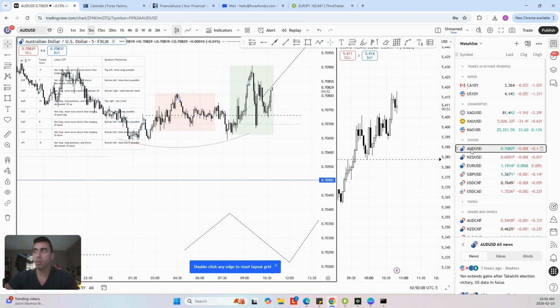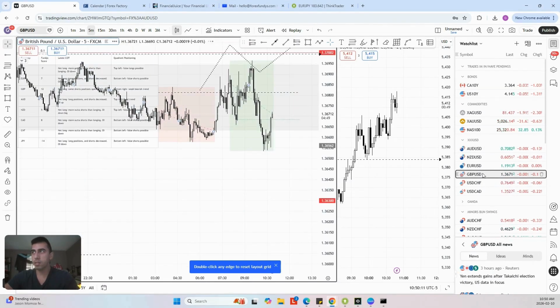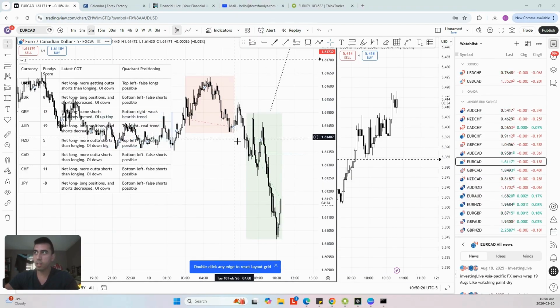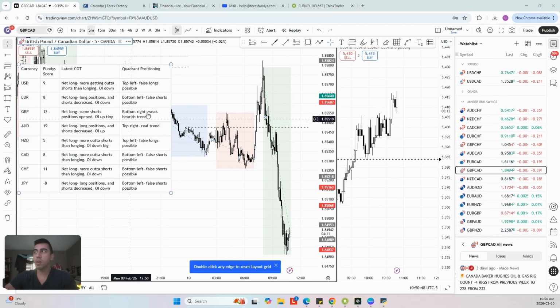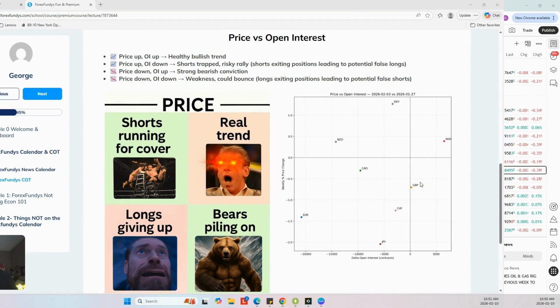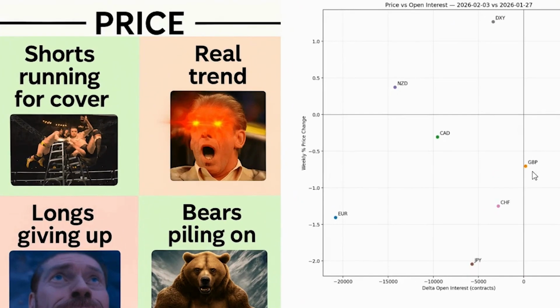AUD NZD a little bit strong on the day. GBP USD, you will probably hit take profit by now. Euro CAD, king of the continuation today. GBP CAD, there's too many equals here, but this could have been a decent trade had it swept those equals. Once again, GBP was the only one with the weak bearish trend on the bottom right of the quadrant, as shown right here. So this is usually indicative of a bearish trend.